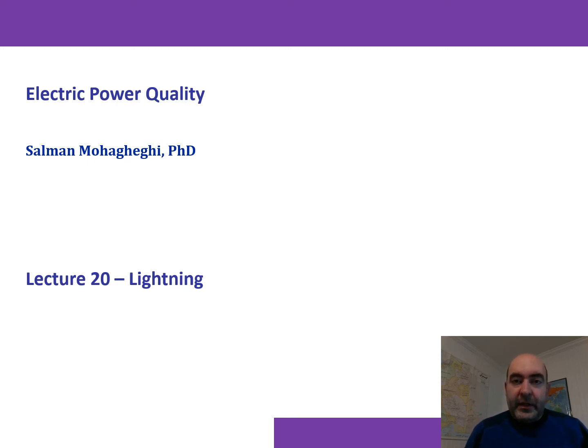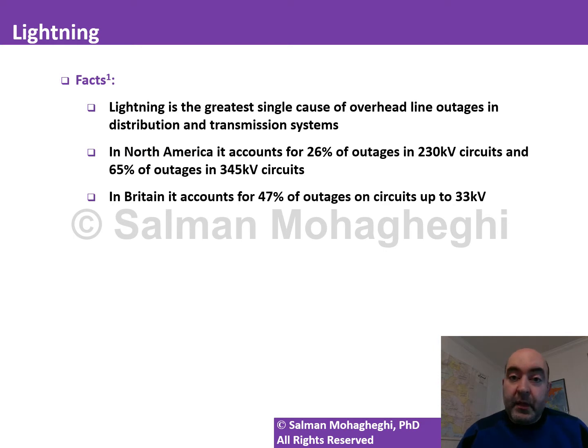Hi everyone, today we'll start our discussion on transients in power systems and our first topic is lightning. Lightning is the most common cause of outages in overhead lines, both in transmission systems and distribution systems.